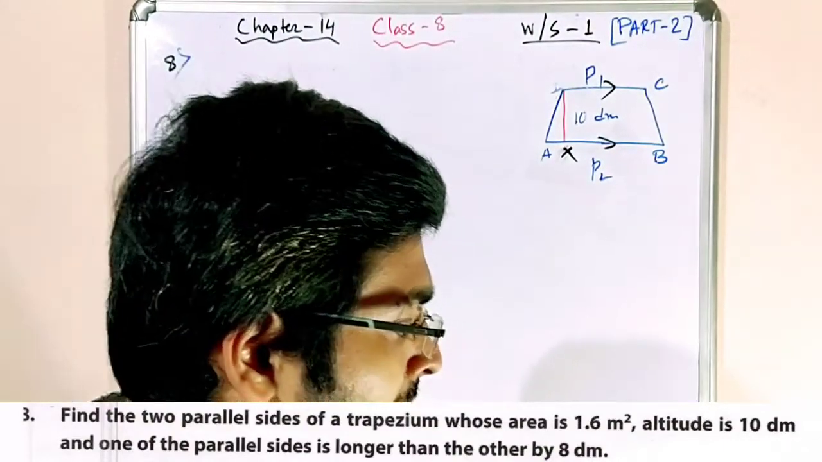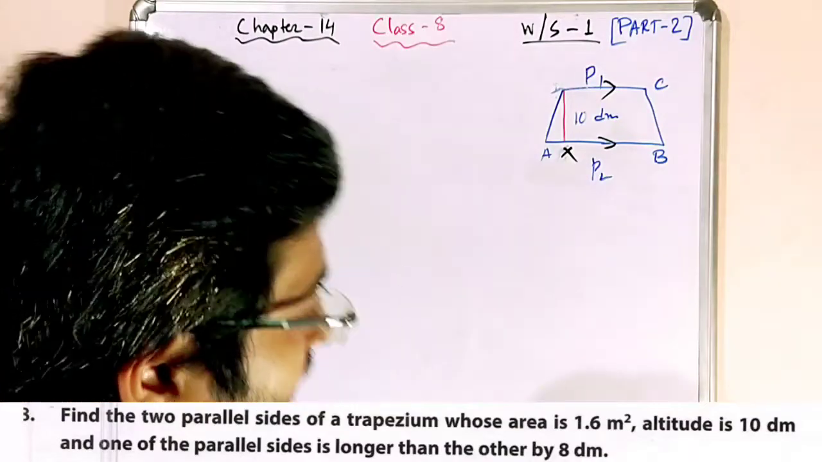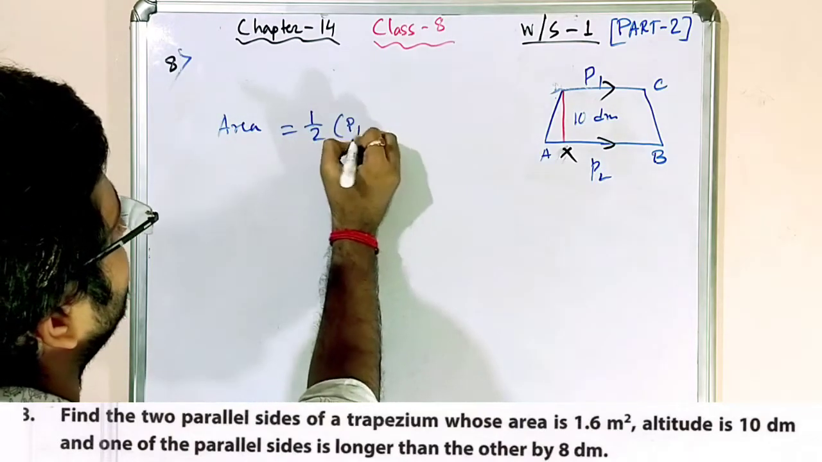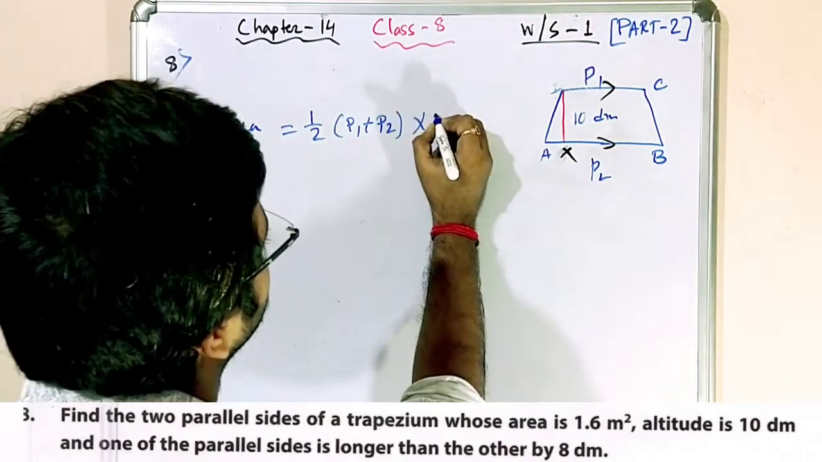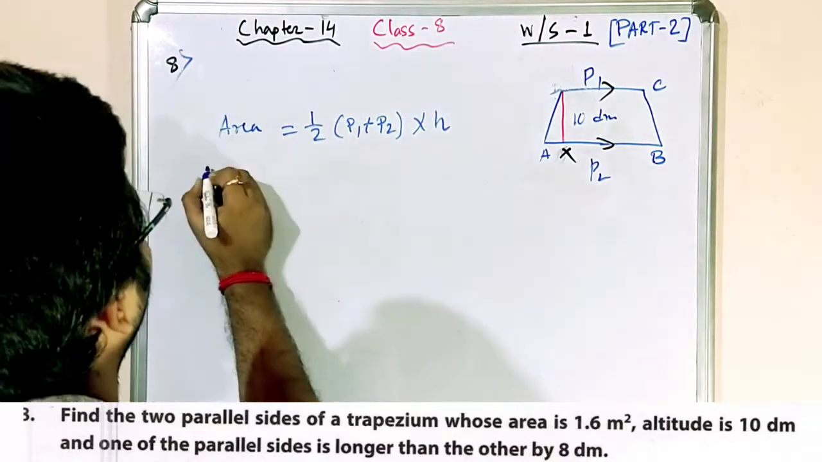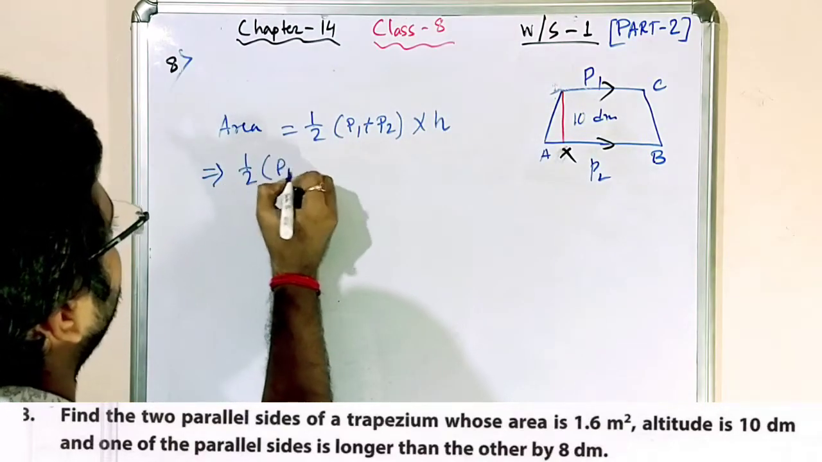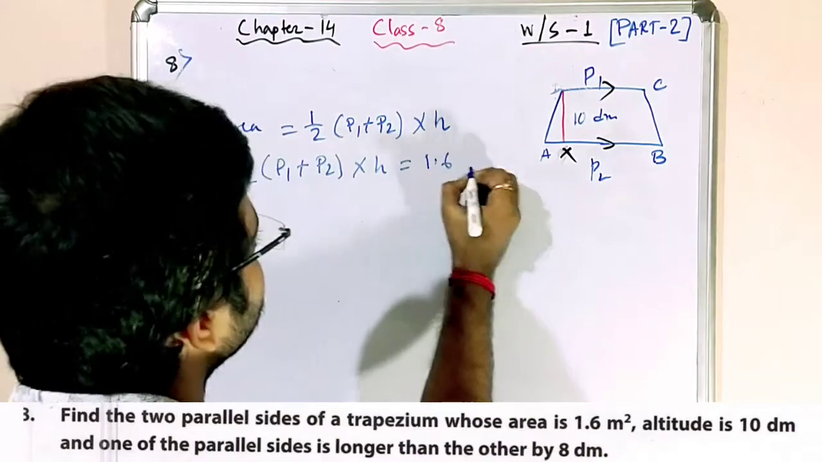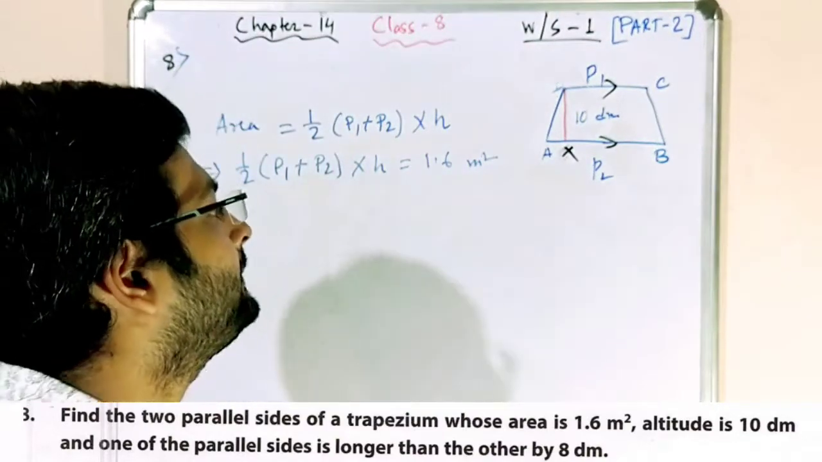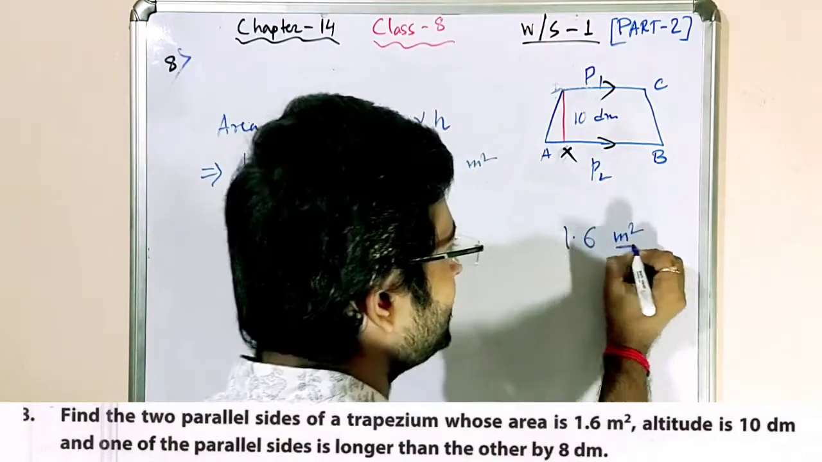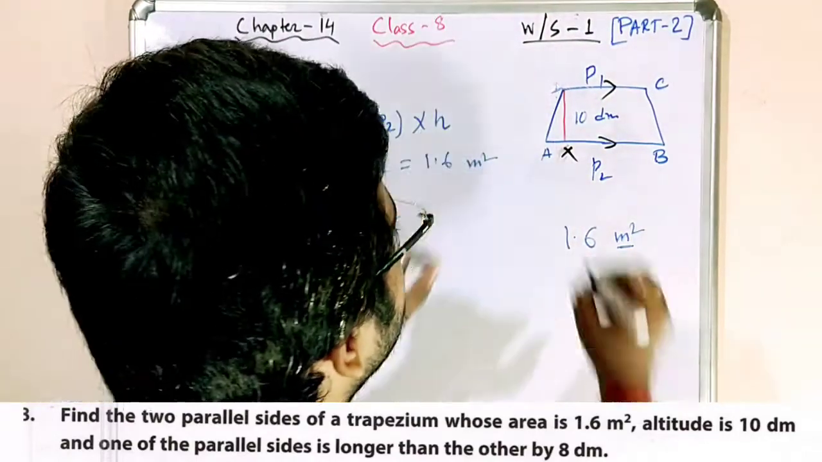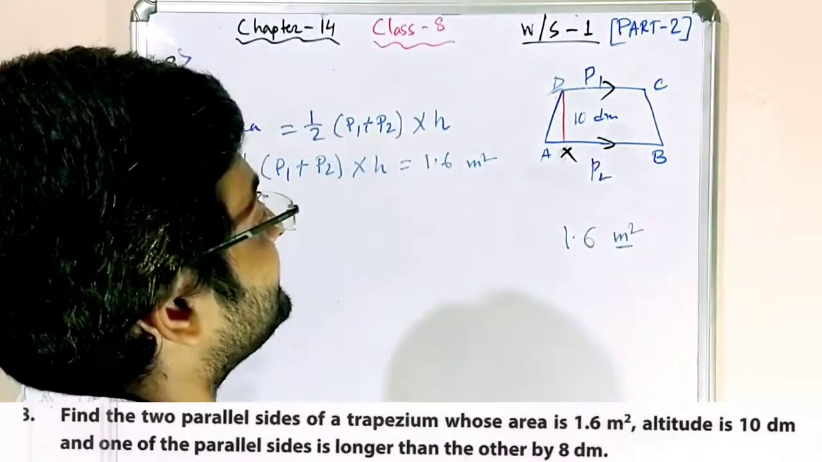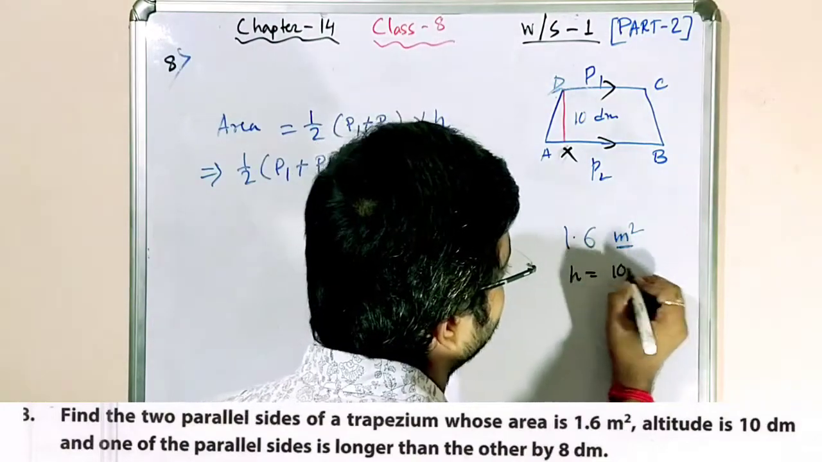Now what they have told: the area is 1.6 meter square. Area means, I am going to do it directly, half into P1 plus P2 into H equals 1.6 meter square. Now guys, the problem is that all the units are not the same. Here the height is given as 10 decimeter.